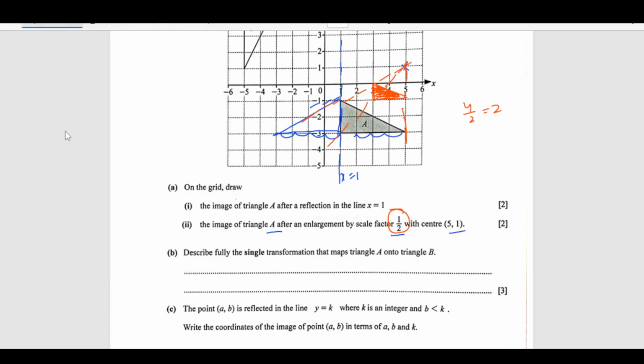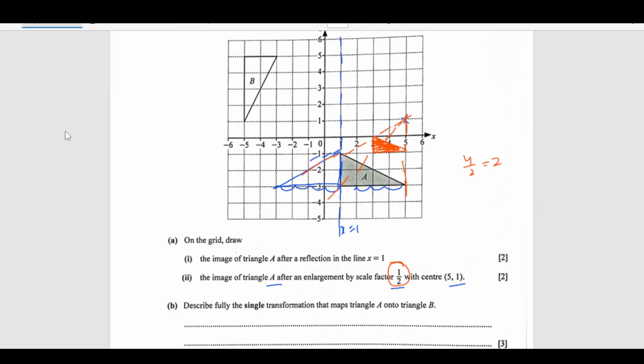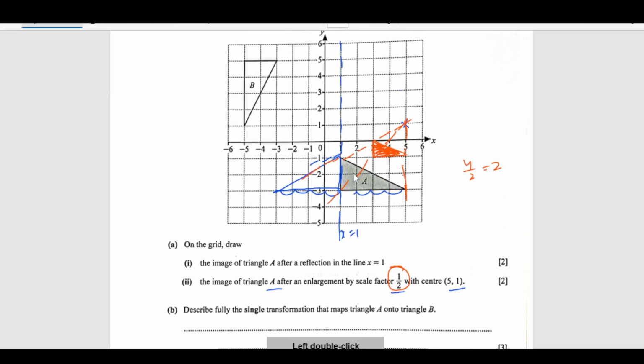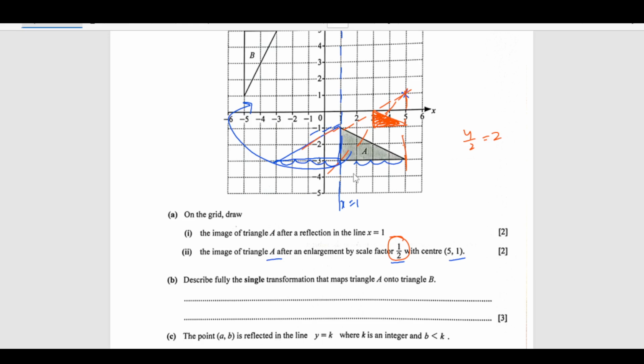Now describe fully the single transformation that maps A onto B. From A to B, if you see, it's going this way, right? So that means that is a rotation and it is clockwise. This is a rotation, 90 degrees clockwise.